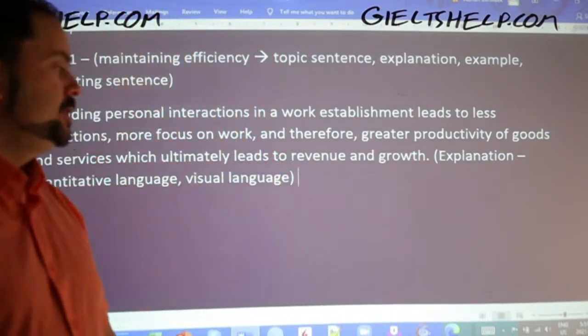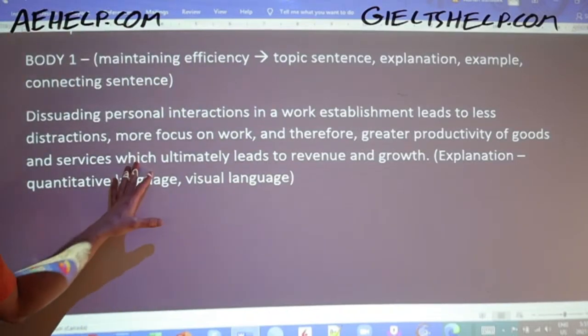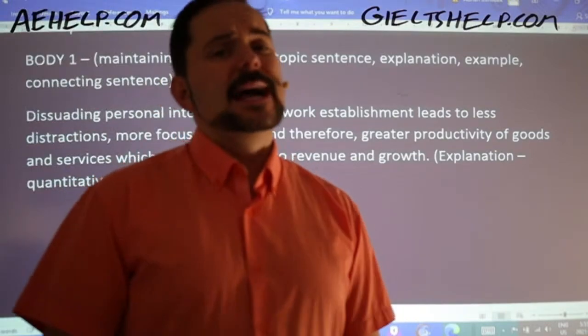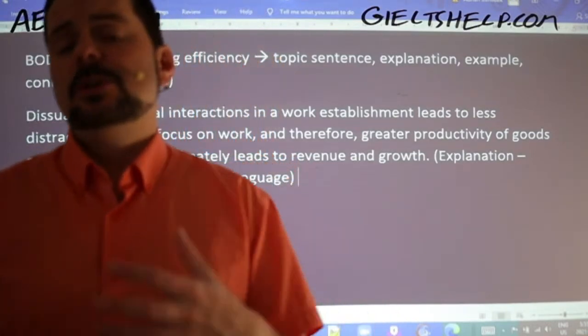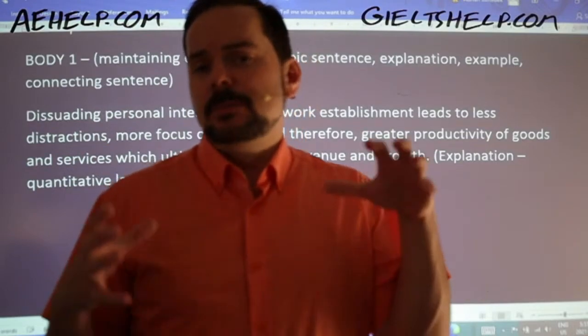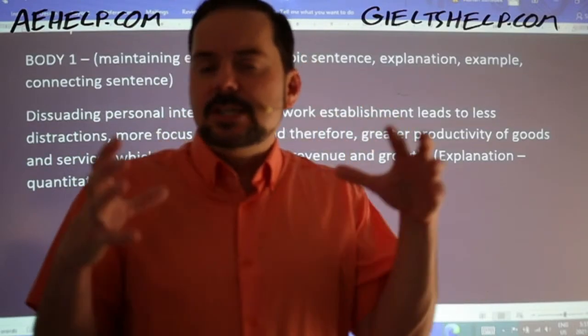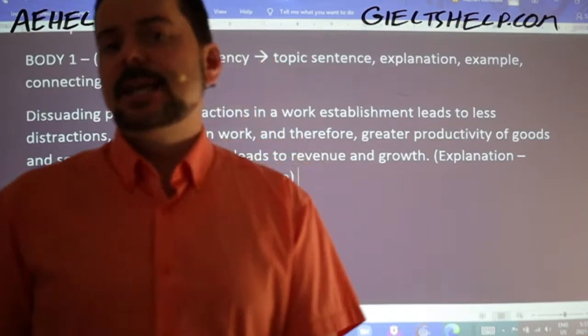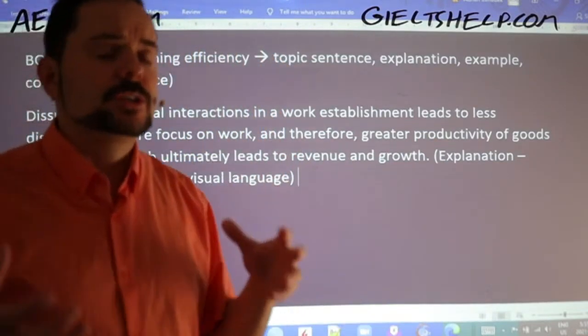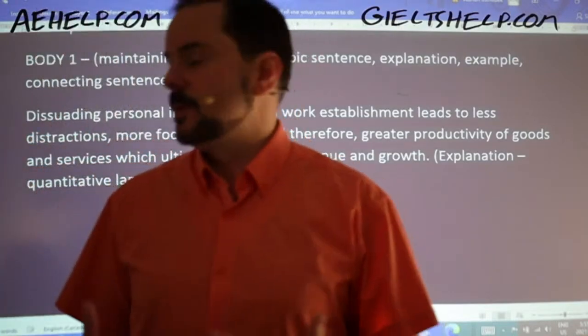Now, it's sometimes quite tricky to separate the explanation from the example. And you don't always have to, especially in the IELTS, it's 250 words. So sometimes your explanation and your example can be kind of almost squished together. When you're practicing at home, you should try to separate them. But if you end up kind of squishing them together, that's okay as well. All right.